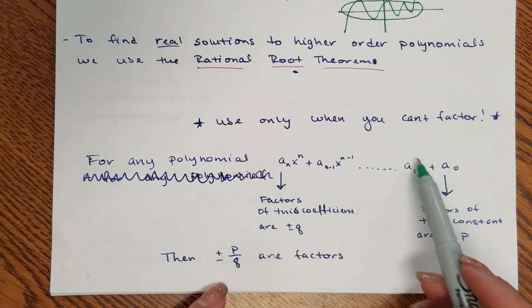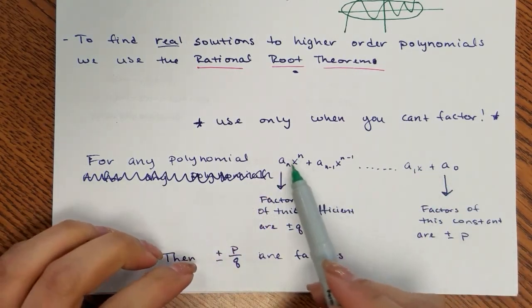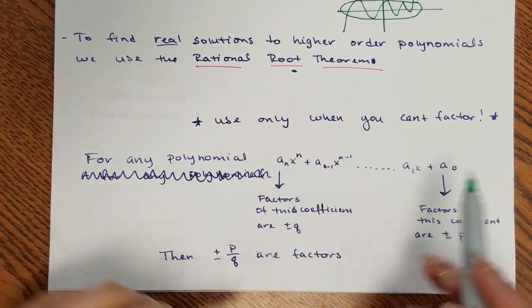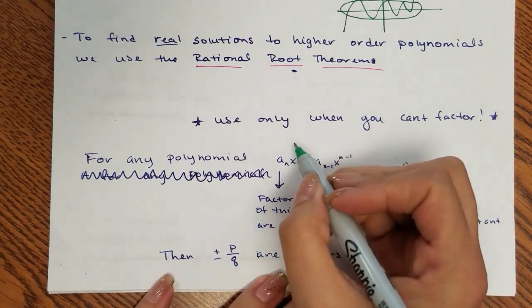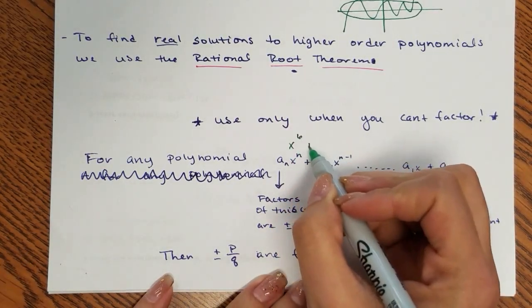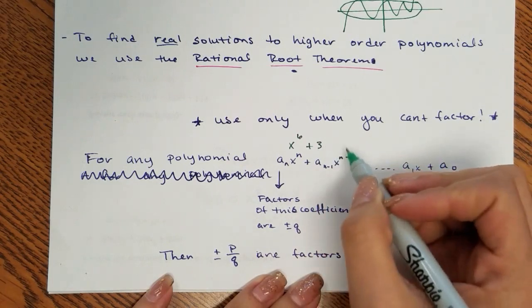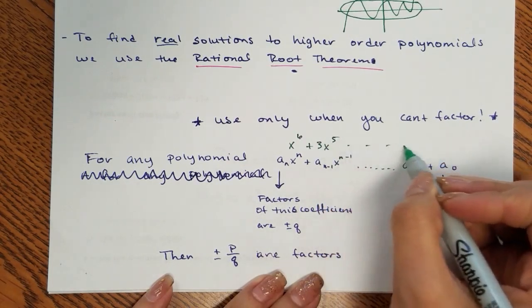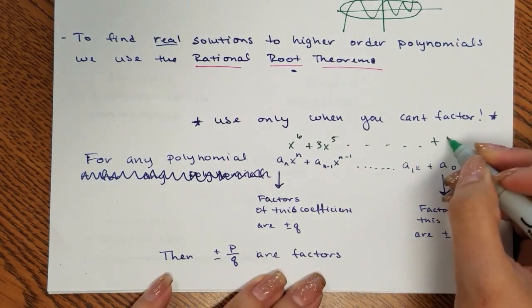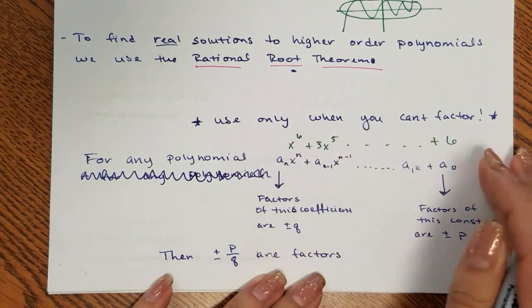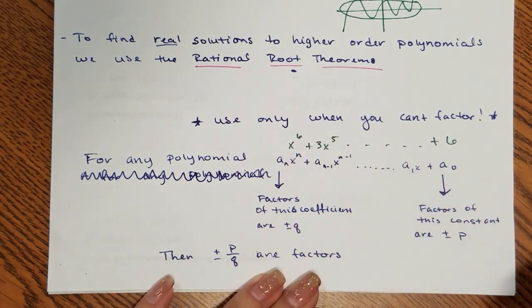So you're going to have some polynomial in this form. Don't get confused with all these variables and numbers in here. This just means that you have some polynomial like x to the 6th plus some number, x to the 5th, whatever, and then you might have a constant over here. That's all it means. They're just representing numbers.